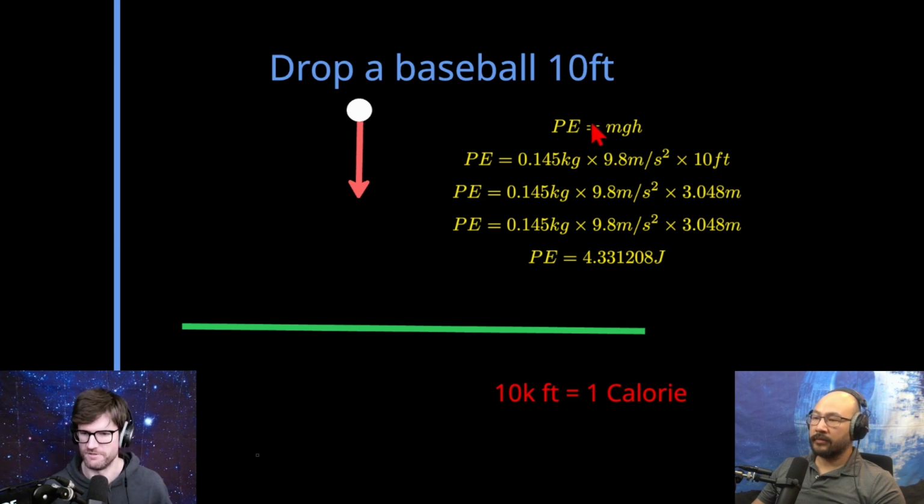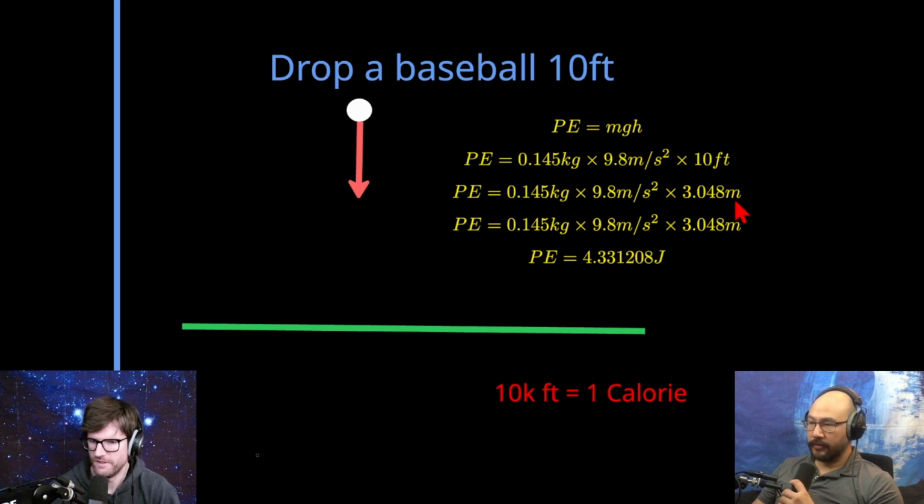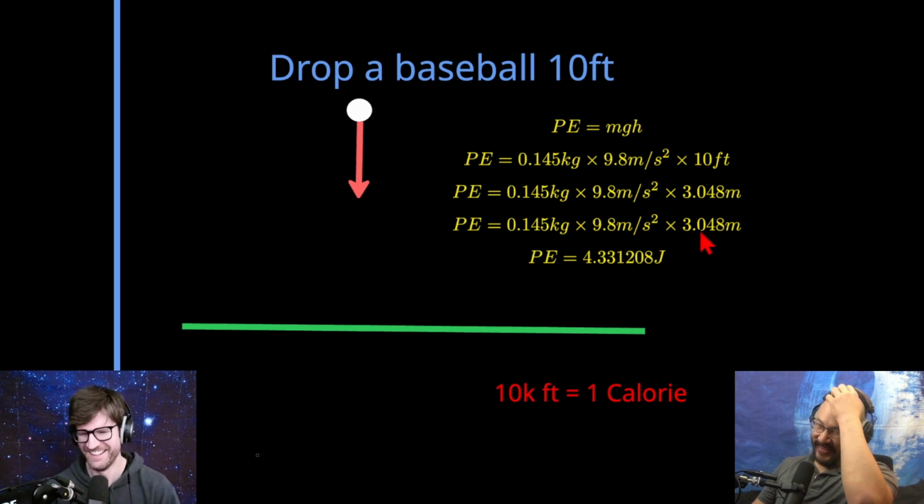So I did the calculation. The potential energy at the top before we drop it is mass times g times the height above the ground. I plugged in the mass of a baseball, 0.145 kilograms, times the acceleration of gravity, times 10 feet. Then I converted 10 feet to meters, which is about 3 meters. Crank that number, and I wrote it twice to make sure it's verified. And that's 4.3 joules.